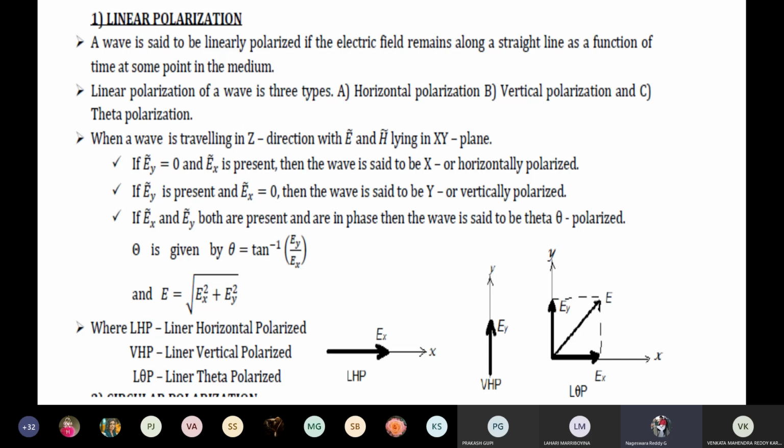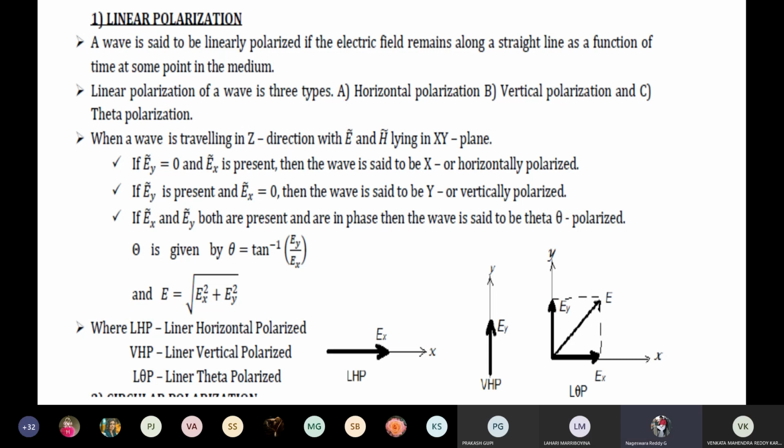If Ex and Ey both are present and are in phase, then the wave is said to be theta polarized. Theta is given by theta equals tan inverse of Ey by Ex. E is equal to the square root of Ex square plus Ey square.